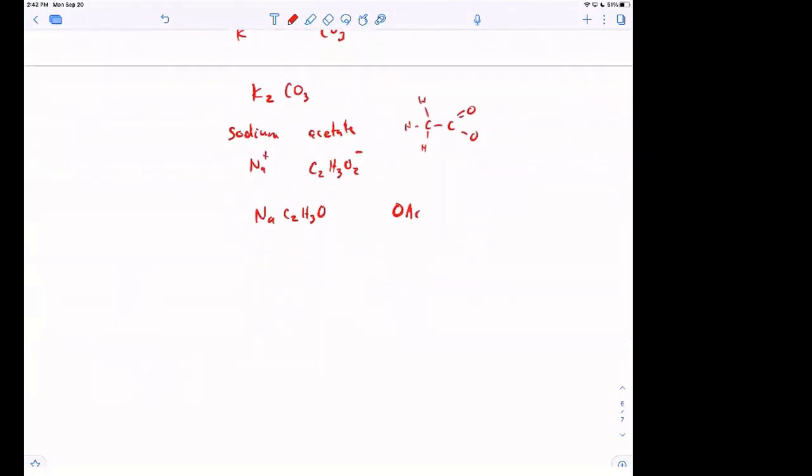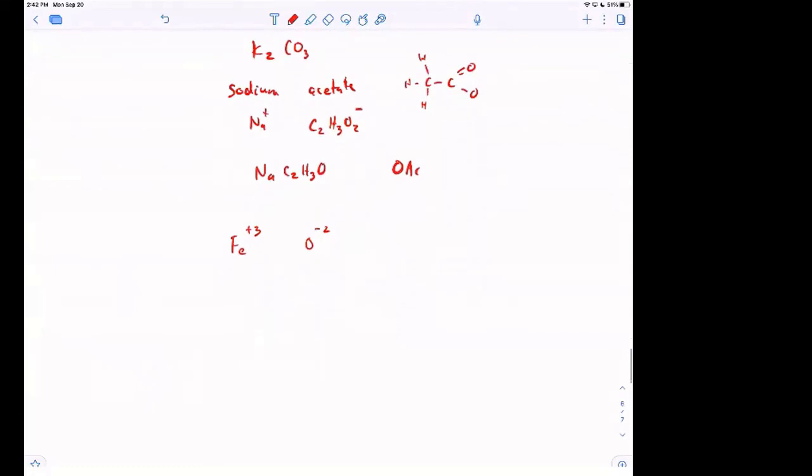Anyways, let's talk about some other things. Let's say that you have iron +3 and an oxide. You have to figure out what the balance is for this one. So when you have 3 and 2, your lowest common denominator is 6. So this is going to be Fe2O3.